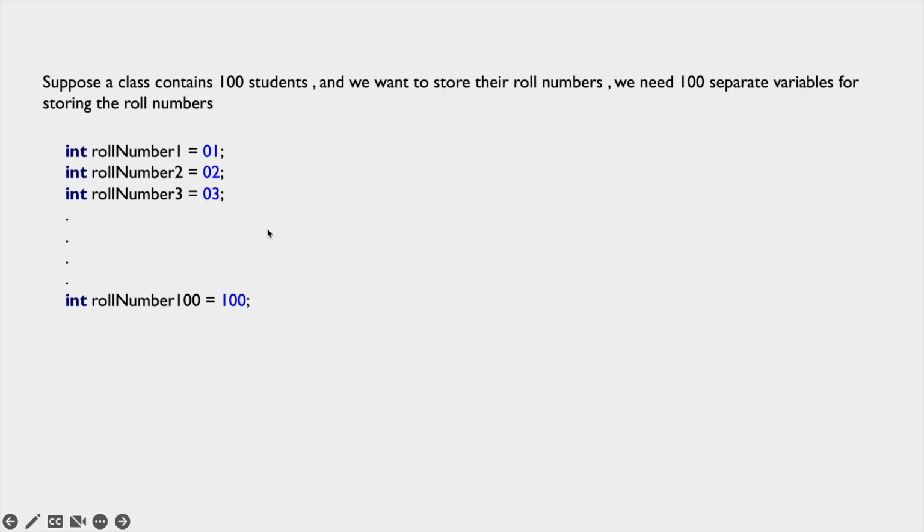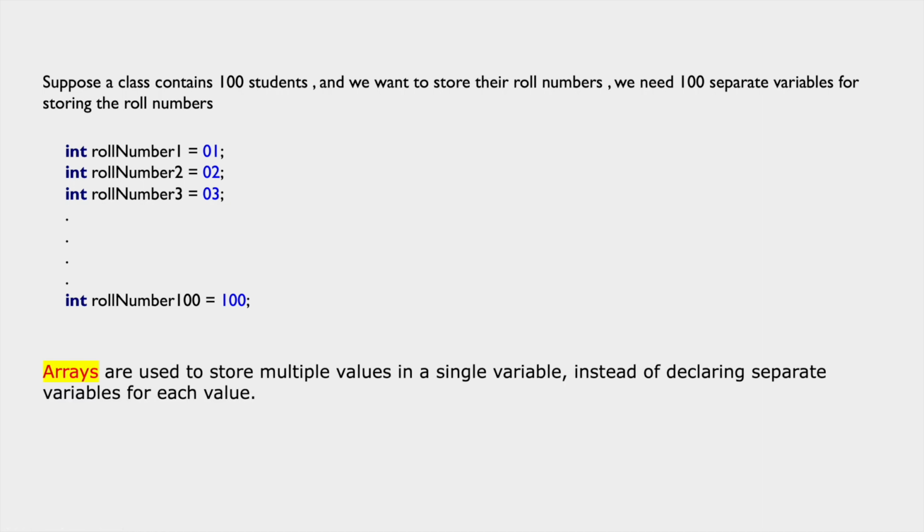To store variables of the same type, that time we will go with arrays. Arrays are used to store multiple values in a single variable. Instead of declaring separate variables for each value, we will use arrays to store multiple values. That means if you see here, int array rollNumbers equals 1, 2, 3, 4 up to 100. So by using arrays, we can store multiple values of the same data type.